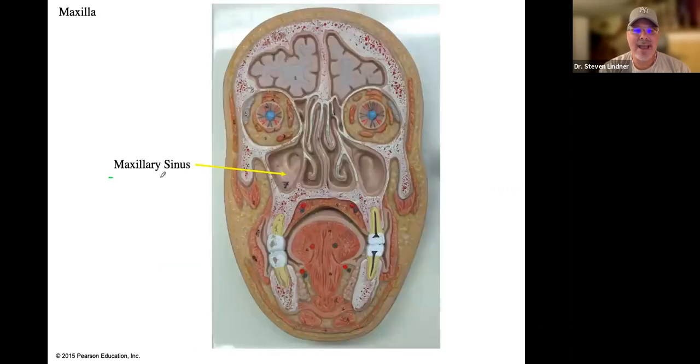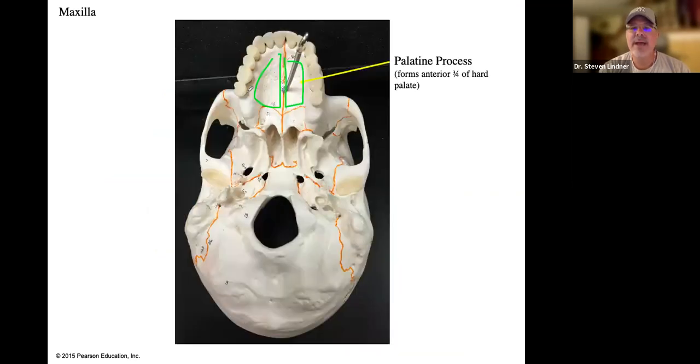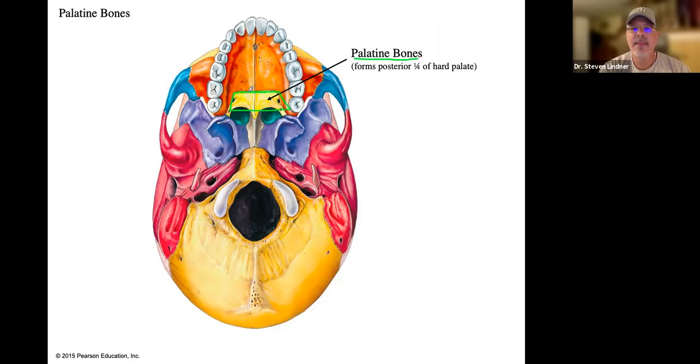Here is the maxillary sinus. We did the ethmoid sinus. And then here are the turbinates, right? That's going to centrifuge and spin the air as it is inhaled. Here's the palatine bone. That's this portion in yellow. Okay, so if we go back, the palatine process is the anterior 3/4, and then the posterior quarter right here is the palatine bones.